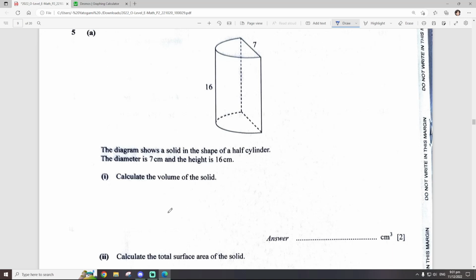question 5, part A. So this is a solid in the shape of a half cylinder, diameter 7, height is 16. What is the volume? Okay, so the volume is half of a cylinder, so half times pi r squared h. In this case, the diameter is 7, so the radius is 7/2, and 16. And this will just be 308 to 3SF.